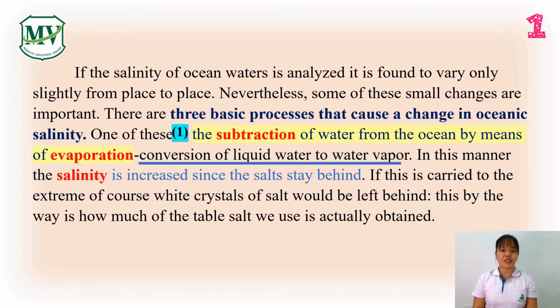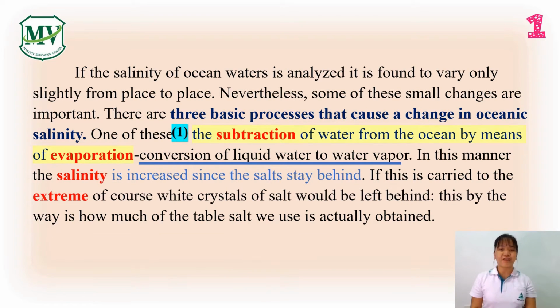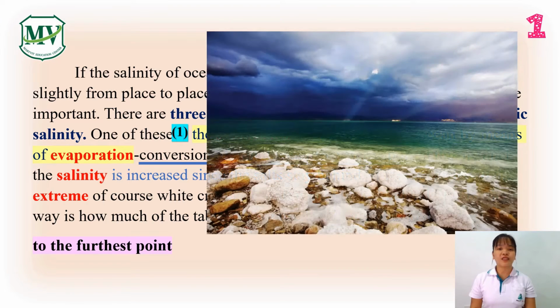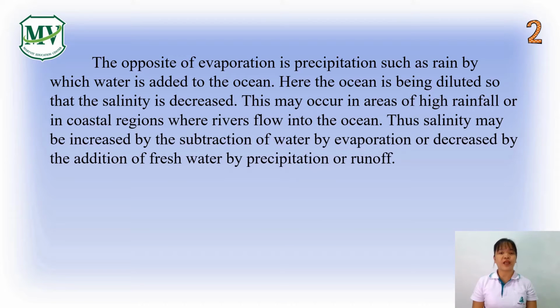Then, what really is this salinity? Salinity is a measure of the amount of salt in water, especially sea water. If it is carried to the extreme, of course, white crystals would be left behind. Extreme here means to the furthest point. Look at this picture. This picture here shows the white crystals are formed salts carried from the furthest point to the shore. Again, for paragraph 2, listen and read together with the audio that I will play.